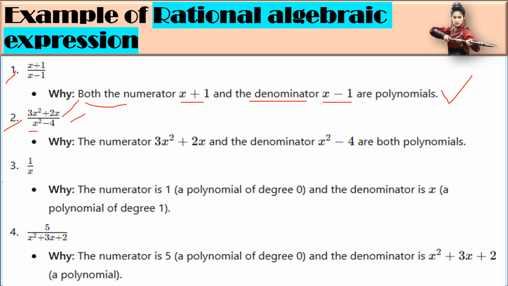Alright? And then number 3, we have 1 over x. This is also a rational algebraic expression because the numerator is 1, a polynomial of degree 0, and the denominator is x, a polynomial of degree 1. It does not violate the rule of a rational algebraic expression. And number 4, we have 5 over x squared plus 3x plus 2. Why is it considered a rational algebraic expression? Because the numerator is 5, a polynomial with a degree of 0, and the denominator is x squared plus 3x plus 2, which is a trinomial.